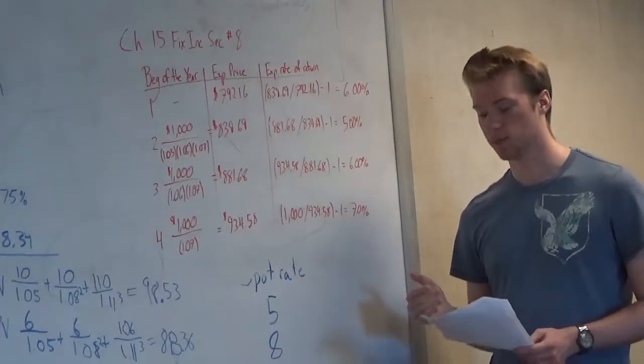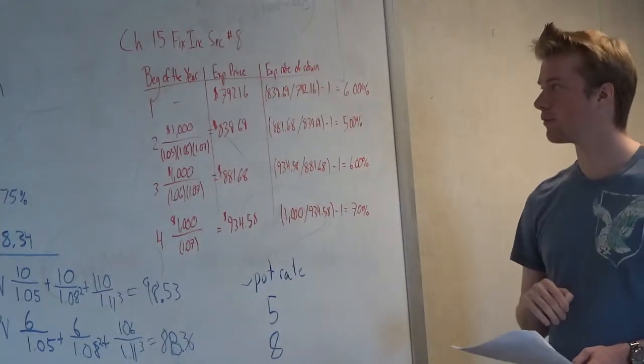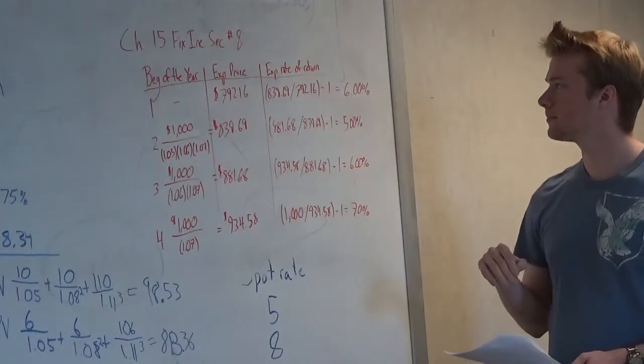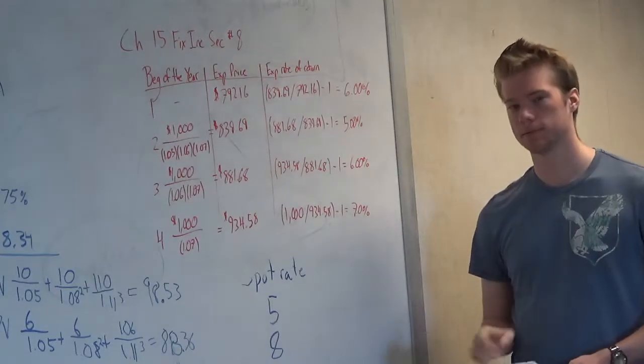792.16, 839.69, 881.68, and 934.58. Calculating the expected rate of returns with those numbers, you get 6%, 5%, 6%, and 7% at year 4.